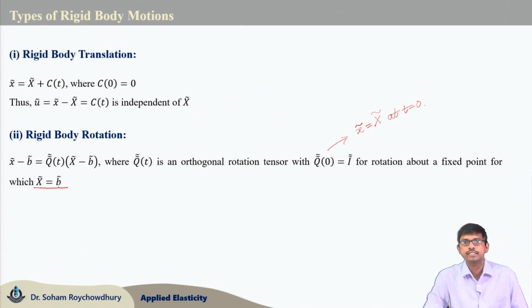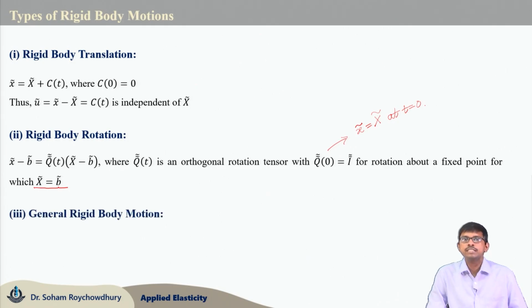This is the case of rigid body rotation, and in general any 3-dimensional general rigid body motion is a combination of translation and rotation. So, for such cases small x will be a combination of the two previous cases, that is C(t) plus Q(t) acting over (capital X minus b). This is the case of general rigid body motion.